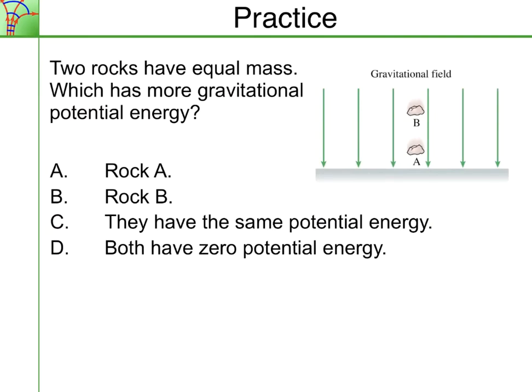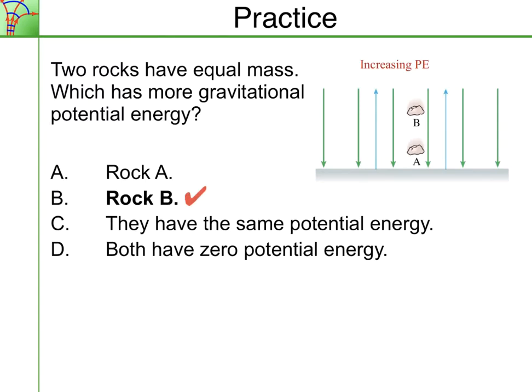Example here. Which of these two rocks has more gravitational potential energy, A or B? Give you a second to think about that. Pause it if you need to. It's rock B. It's higher up, right? The higher up it is, the more potential energy it has.